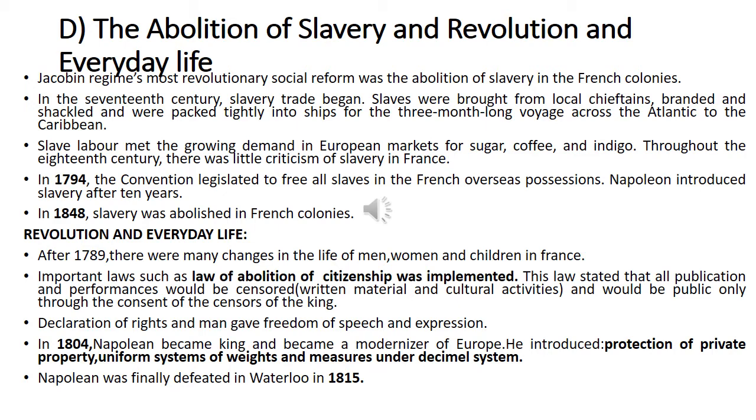Children, not only other parts of the world, even India had an impact of the French Revolution. Tipu Sultan and Raja Ram Mohan Roy are some of the Indians who were inspired by the ideas of the French Revolution.